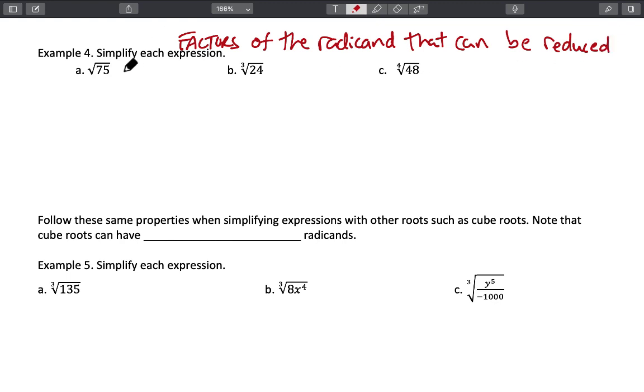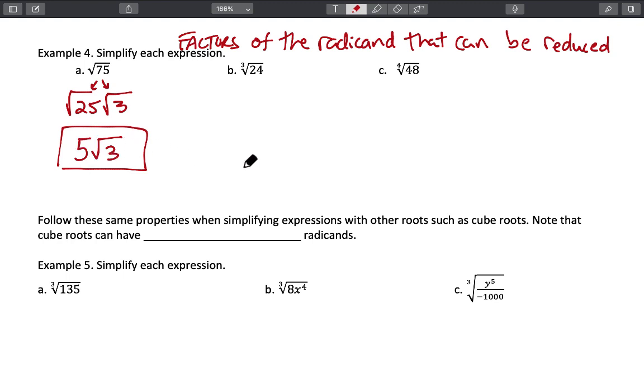All right? Now, here's what I mean by that. Since we're taking the square root, what's a perfect square that divides into 75? Well, that's 25. So I can break down 75 as the product of 25 times 3. And therefore, the square root of 75 can be broken down into the product of the square root of 25 times the square root of 3. And the square root of 25 is 5. So my final simplified form here is 5 root 3.